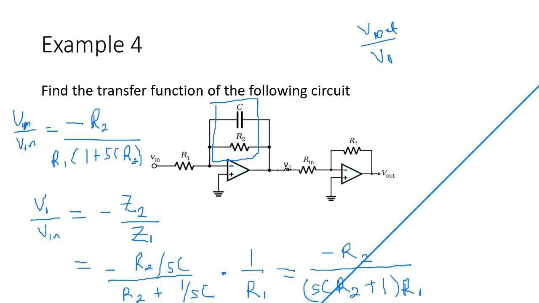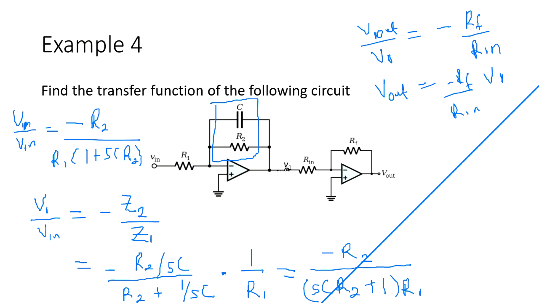So again, this is minus I over R in. So V out is equal to minus RF over R in times V1.